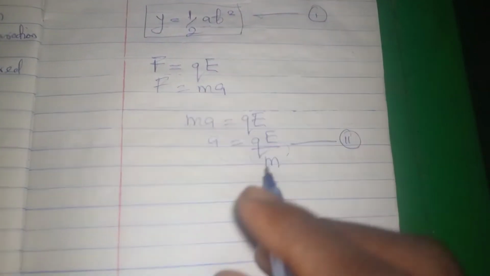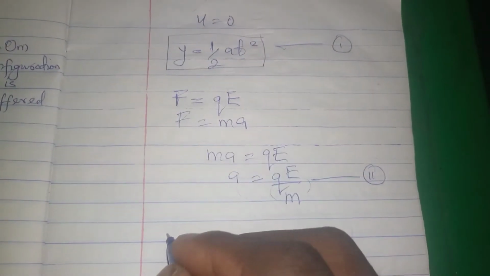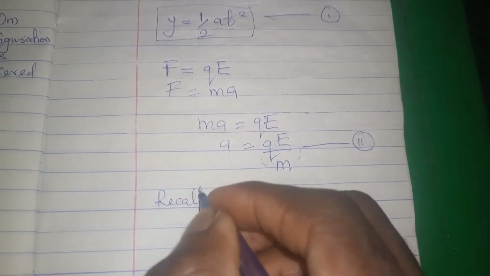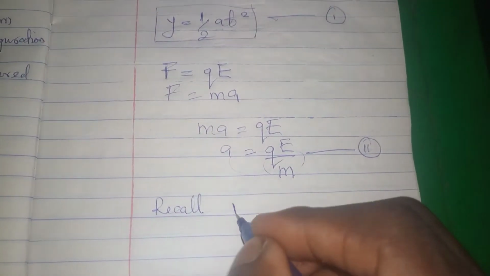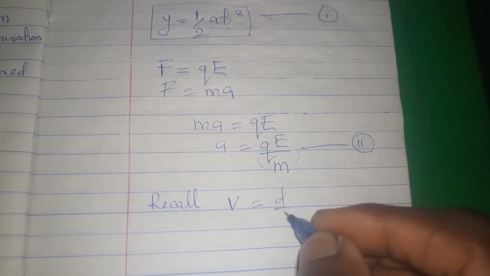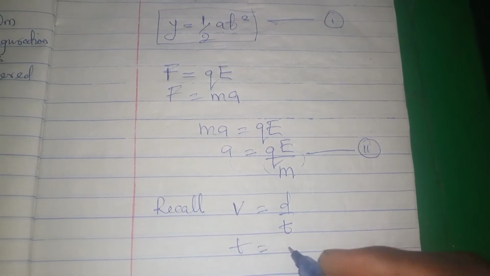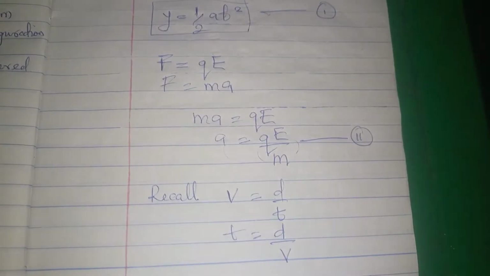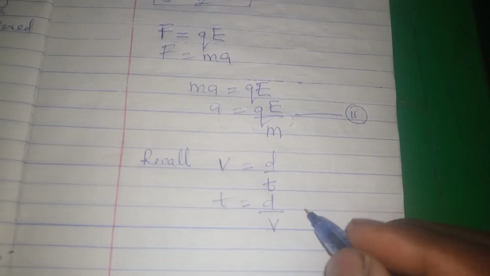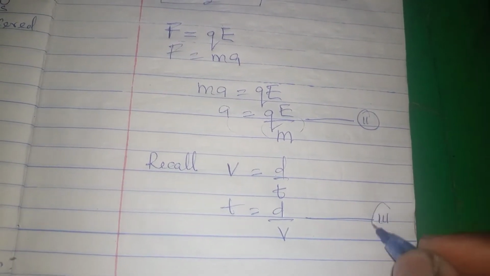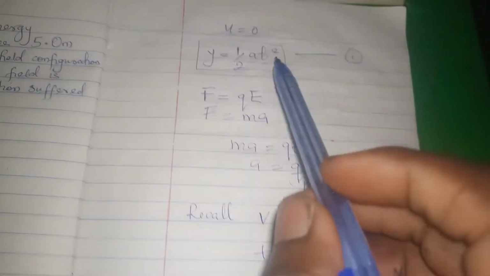So let's look for ways to also find T. Now we recall that from the normal distance formula, the speed is equal to distance over time, definitely. So time is equal to what? Distance over velocity or speed. Let's say speed now. Let's call this equation 3. We also use this as T in this place.